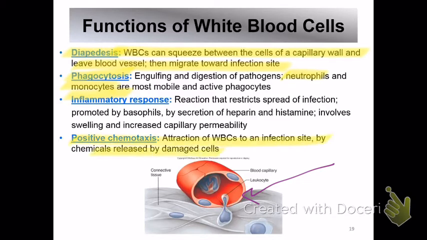And then positive chemotaxis, really interesting. You want to know this whole slide. I would have a different index card for every one of these if I were you. So 4 different index cards there. Write positive chemotaxis on the front. On the back, write attraction of white blood cells to an infection site by chemicals released by damaged cells. So, okay, you cut your finger. The skin cells at your finger release a chemical that says we're damaged, we're damaged, we're damaged. The white blood cells can travel towards the damaged cells, which is so interesting that they go that way. They go towards it.